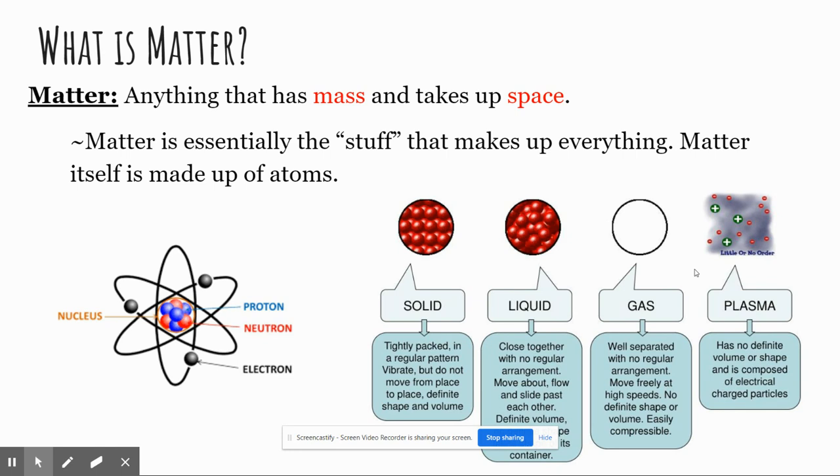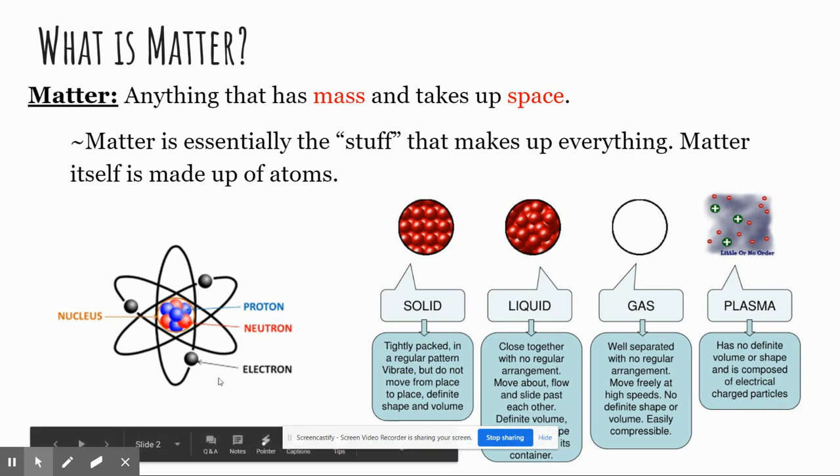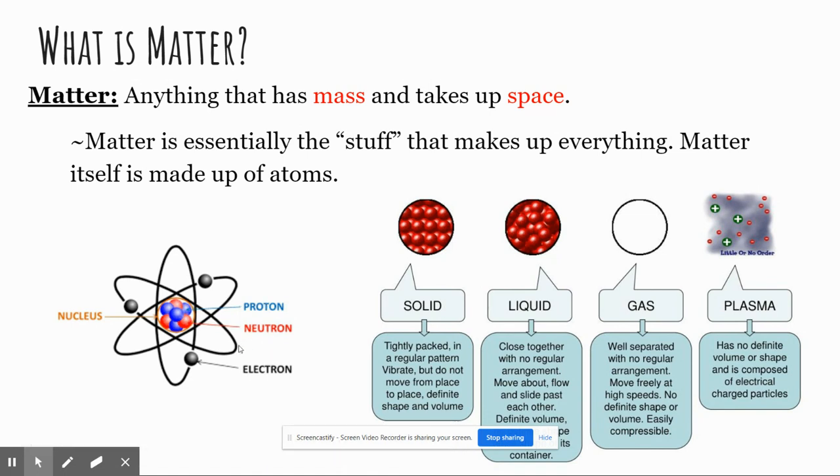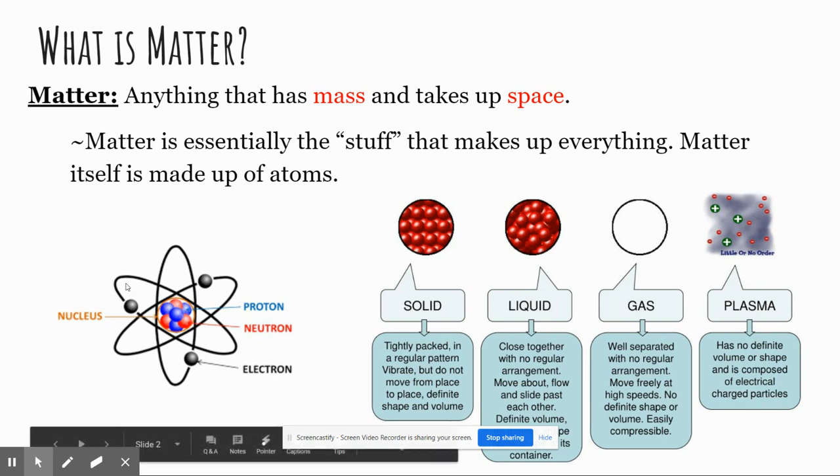Now, matter itself is made up of atoms. So atoms is something that you'll talk about more in 7th and 8th grade. But this over here is a picture of an atom. You can see at the middle is the nucleus. It's made up of protons and neutrons. You can see that there are electrons that kind of circle and orbit around it. So this is an atom. Atoms make up matter. Matter makes up everything.